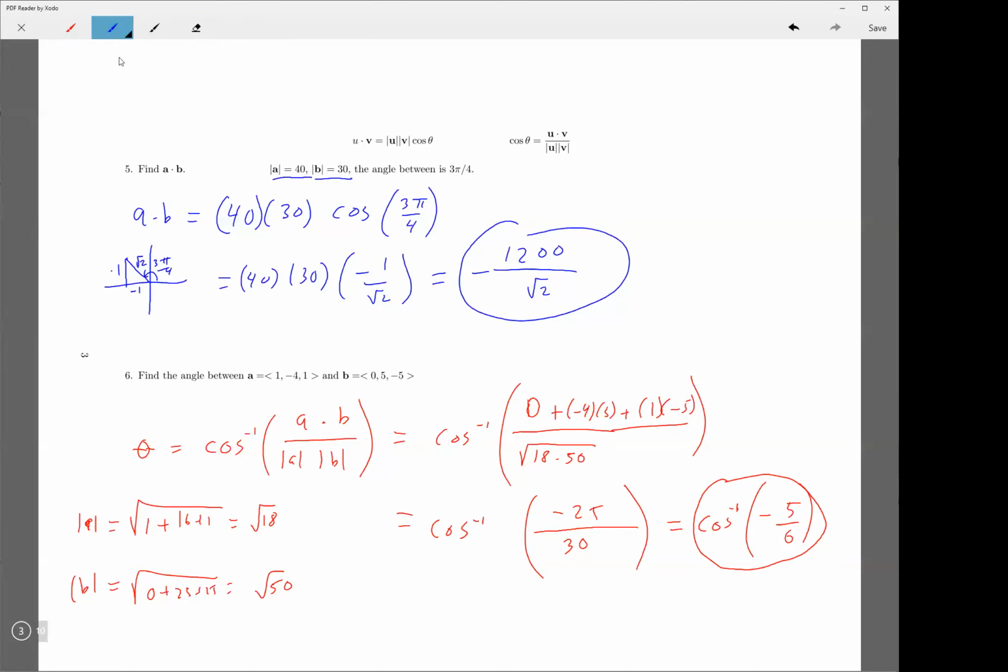And then for the approximate form, we just use the calculator. So just plug that into the calculator. Inverse cosine of negative 5 over 6. I get approximately 146 degrees.